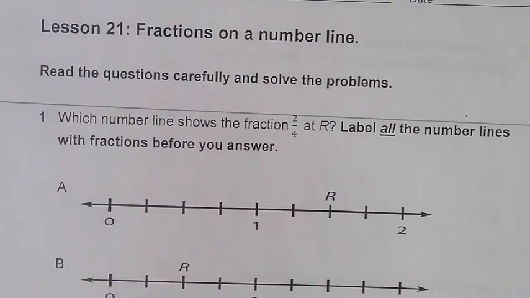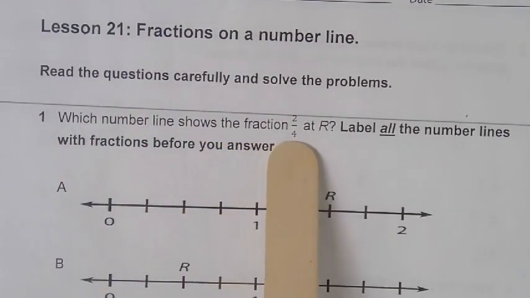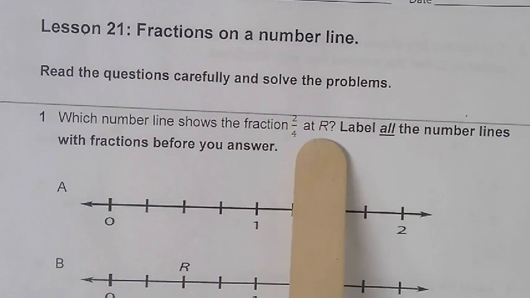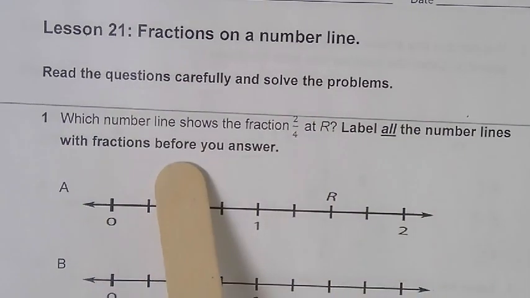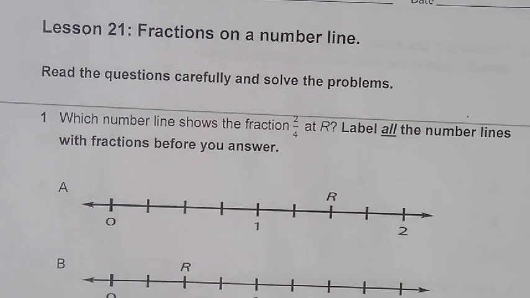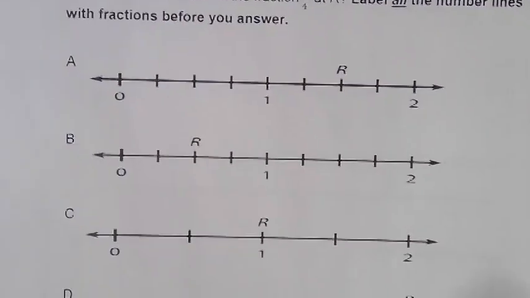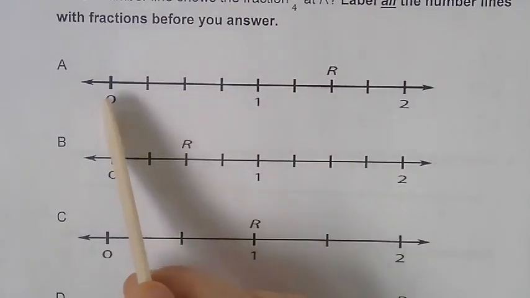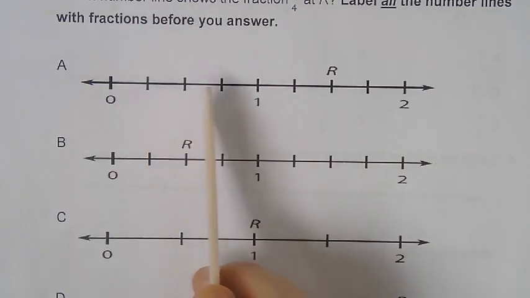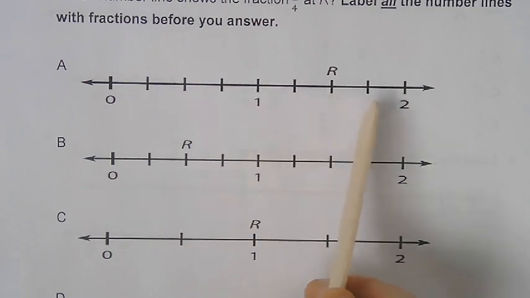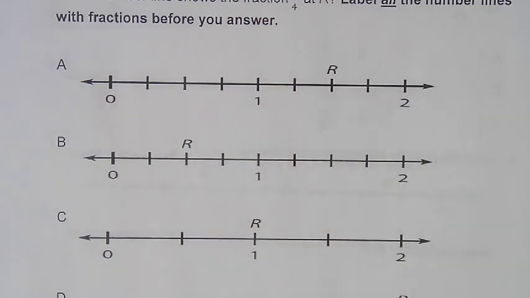Number 1, which number line shows the fraction 2/4 at point R? Label all the number lines with fractions before you answer. So you are going to get a ton of points just for labeling the number lines. So you're going to count the equal parts in one whole. That's going to be your denominator. And label each of these tick marks with the fractions that they represent.